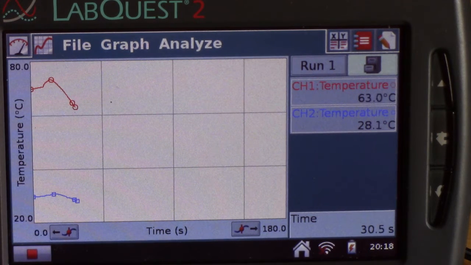In this run it'll collect data for 3 minutes. You can see in the graph the rate at which each one is cooling. The red one seems to be cooling faster than the blue one, the one that started in the hot water. Over on the right side, you can see the value of each one. The red one is about 48 Celsius and falling, and the blue one is 23 Celsius and falling.